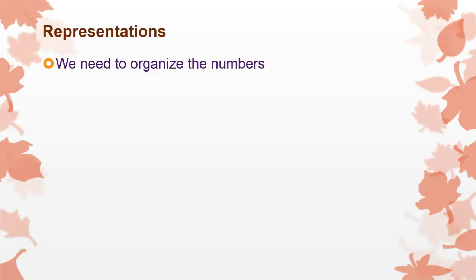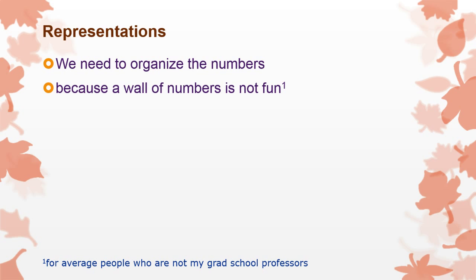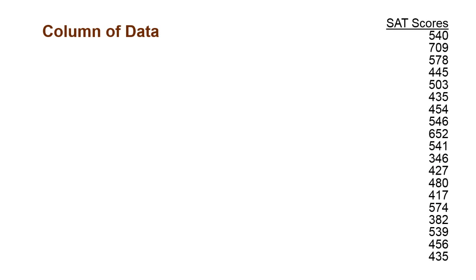We'll talk about that. So when we have a group of numbers, if we were computers, we wouldn't need to do anything with them. I imagine future AIs or something could just say, oh, well, I have the whole thing in my head. Why do I need to do anything with it? But we're humans. We need to organize the numbers in ways that humans can understand and make sense of, because a wall of numbers is not terribly enjoyable.